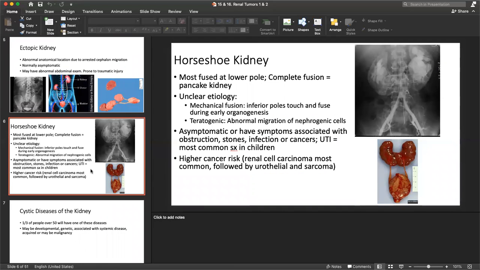Horseshoe kidney, our kidney poles are going to be connected to each other at the lower pole. If it's a complete fusion, it kind of looks like a pancake. So we can see, looks like a horseshoe. And then the inferior poles touch and fuse together. The most common problem is a UTI when they're kids. In adulthood, it can lead to renal cell carcinoma.